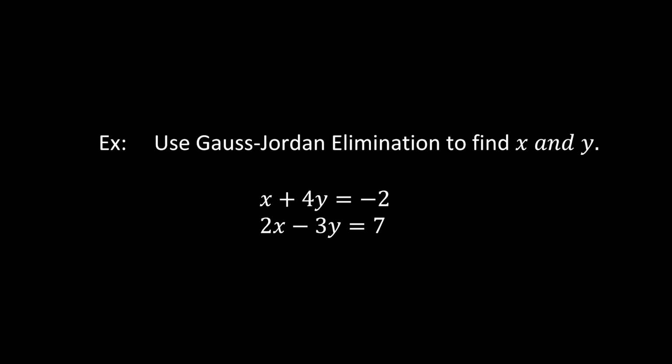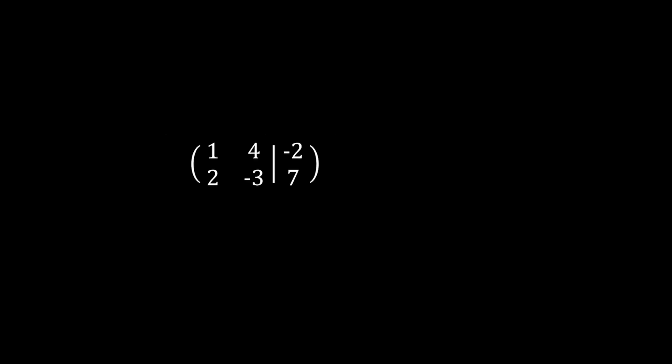For this question, our goal is to use Gauss-Jordan elimination to find x and y. So the first thing we should probably do is turn this into an augmented matrix. Remember, our goal from an augmented matrix is to turn this into an identity matrix, which is a square matrix where all the diagonal entries are 1 and all the other entries on the left-hand side are 0.